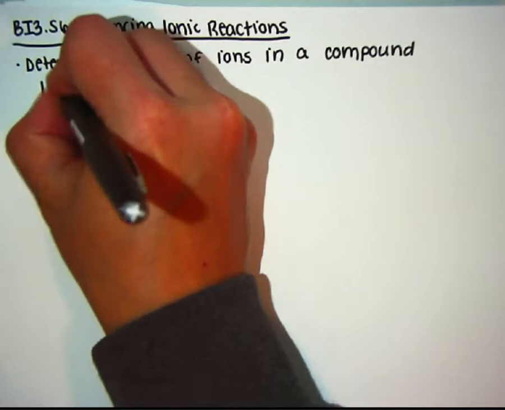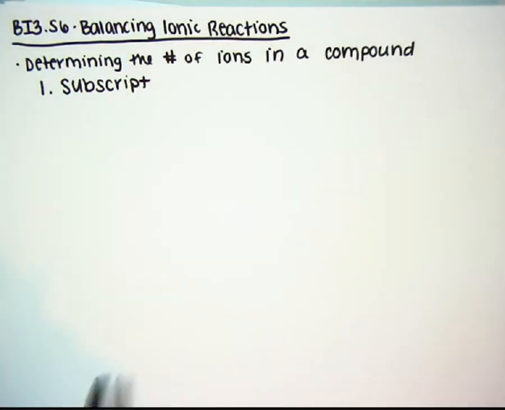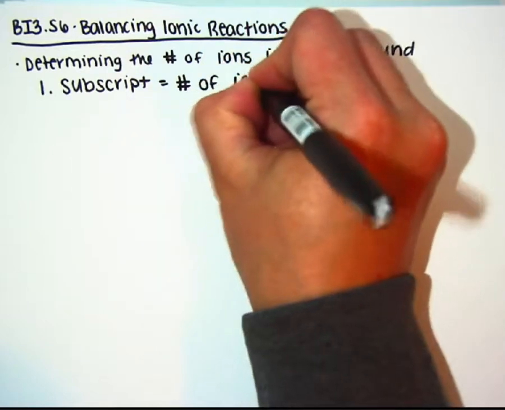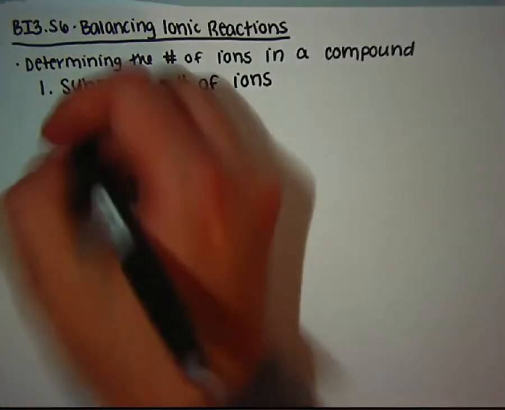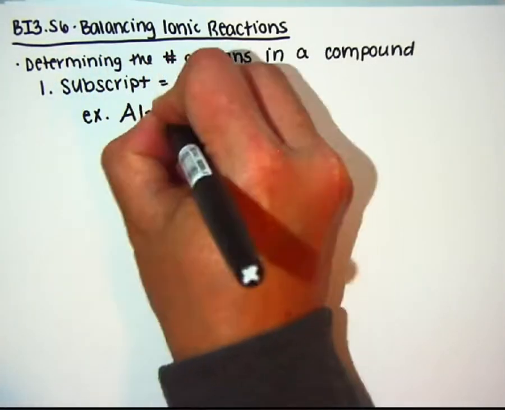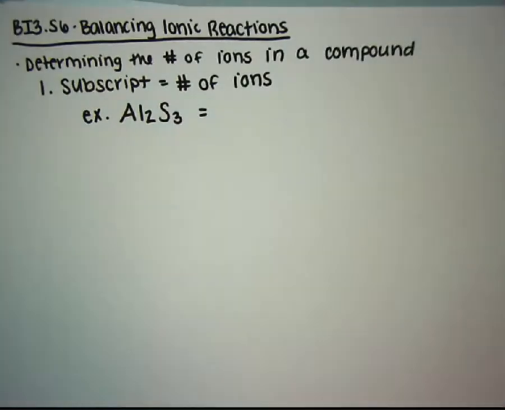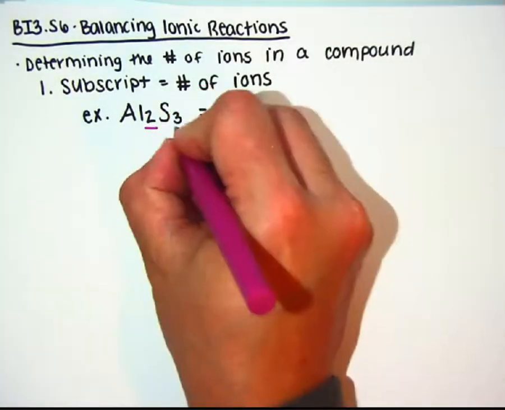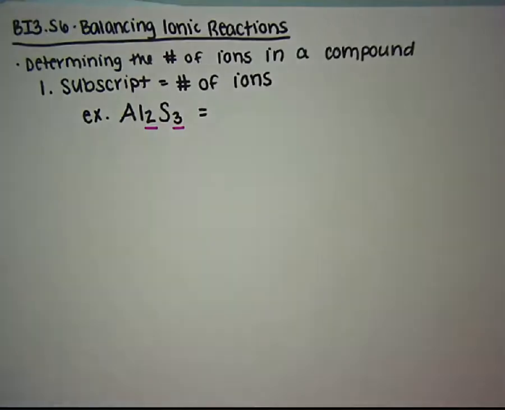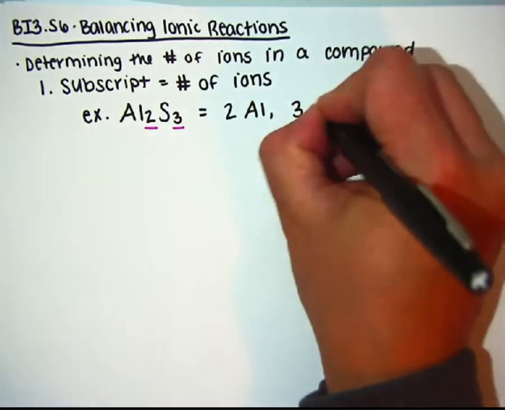So first, when we have an ionic compound, the subscript tells you the number of ions. Let's say my ionic compound was Al2S3. These subscripts tell me how many of each ion I have. I would have 2 aluminums and 3 sulfurs. 2 aluminums, 3 sulfurs.